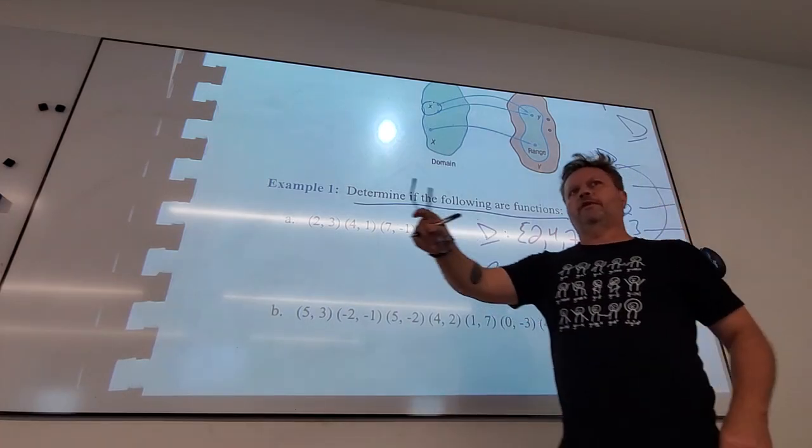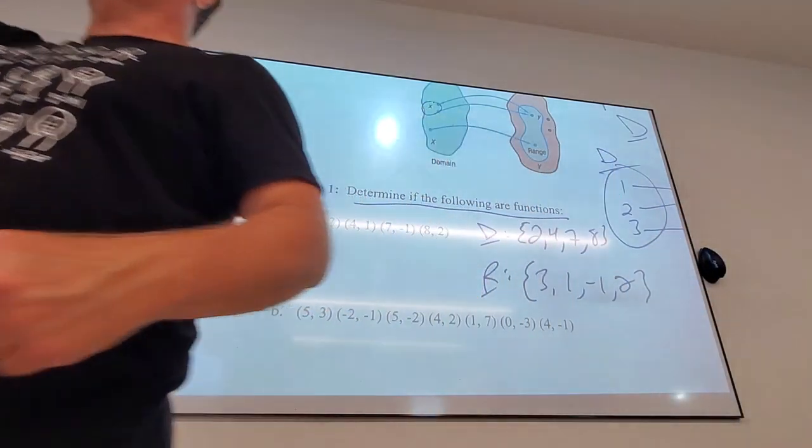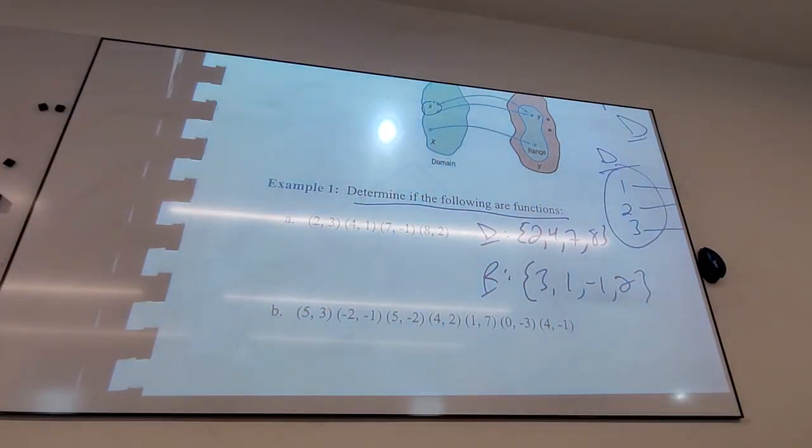can you tell if this is a function? What does it take for something to be a function? For every input, there is only one output. So look at part A. Is there any input that has more than one output? 2 goes to 3. Does it go to anything else? No. And so forth. Can you guys very quickly see that is a function? It matches the definition. What about part B?